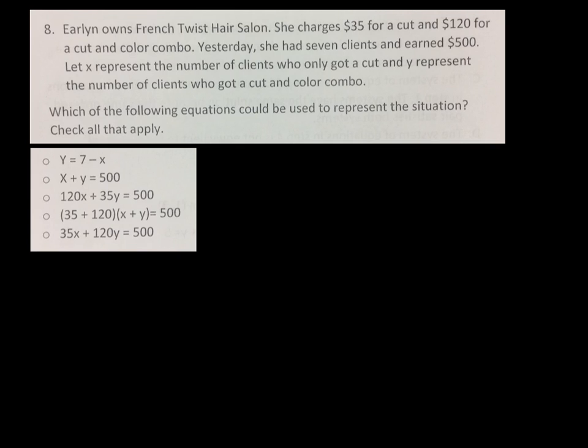Earlyn owns French Twist Hair Salon. She charges $35 for a cut and $120 for a cut and a color combo. Okay, yesterday she had 7 clients and earned $500. Now, it doesn't say what they had. It just says she has 7 clients. So we know that X is going to represent those who get a cut, and Y is going to represent those who get a combo.